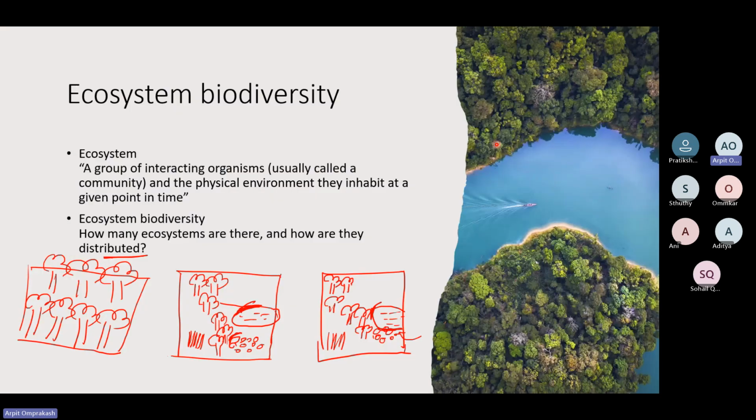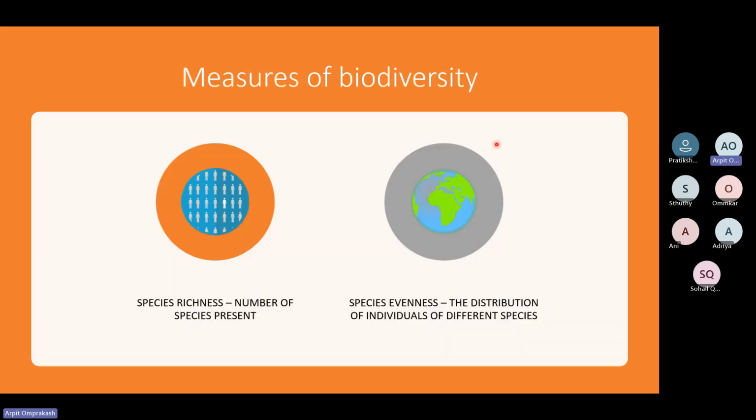We talked about ecosystem biodiversity, where basically we are looking at ecosystems. An ecosystem is basically a group of interacting organisms and the physical environment they inhabit. Ecosystem biodiversity basically asks what different kinds of ecosystems are there and how they are distributed, because both of these things are important for us.